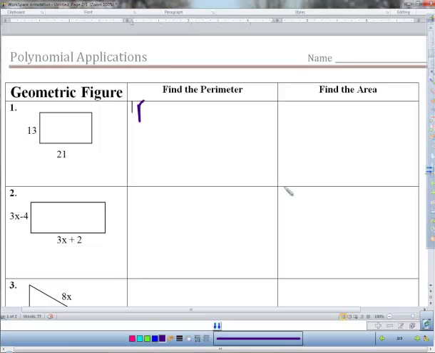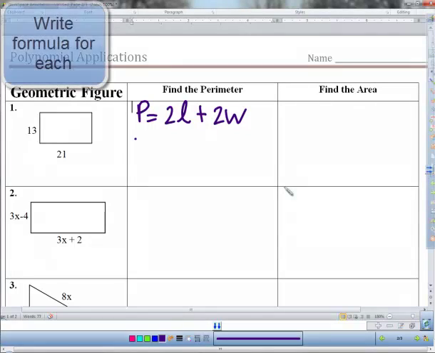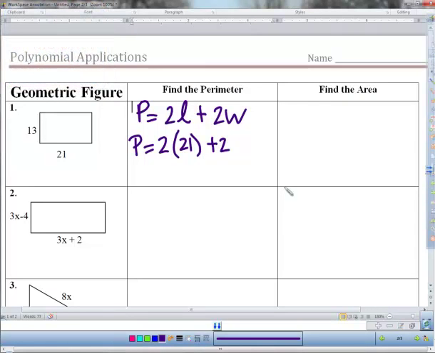perimeter. So the formula for perimeter is 2 times the length plus 2 times the width. So I have perimeter is 2 times my length, which is 21, plus 2 times my width, which is 13. So 2 times 21 is going to be 42, plus 2 times my width is 26, and so that is going to equal 68. So my perimeter is 68.